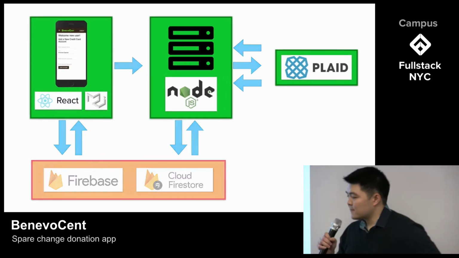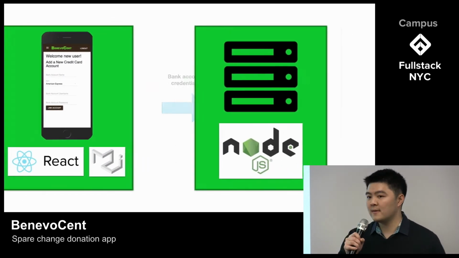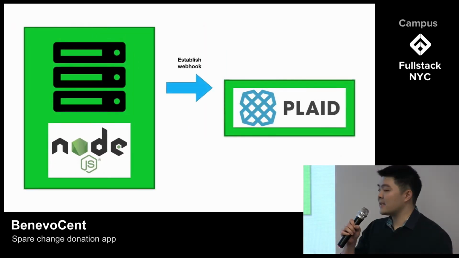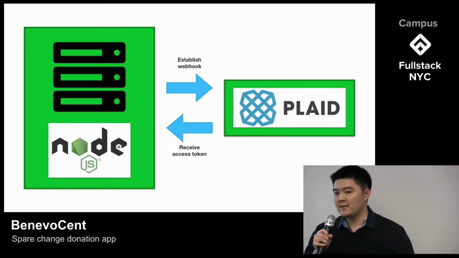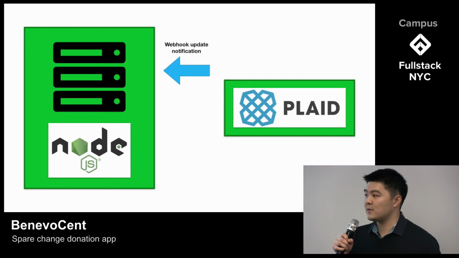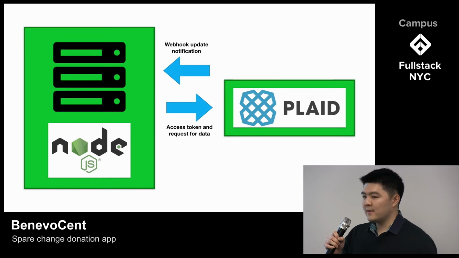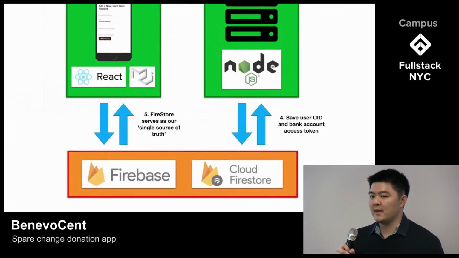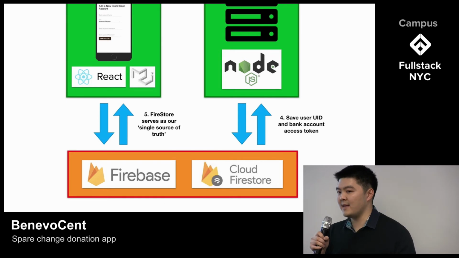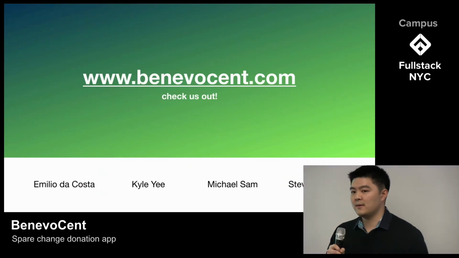Thanks, Kyle. From the front-end application, the user's bank account credentials are sent to the back-end node server. The back-end node server then connects to the Plaid API in order to establish a webhook and to receive access tokens, which are then later used to verify future communication between the back-end server and Plaid. When the back-end server receives a webhook notification, this alerts the server that a new user transaction has occurred, and that the server needs to request the transactional data from the Plaid API. That data is then saved to Google's Cloud Firestore.